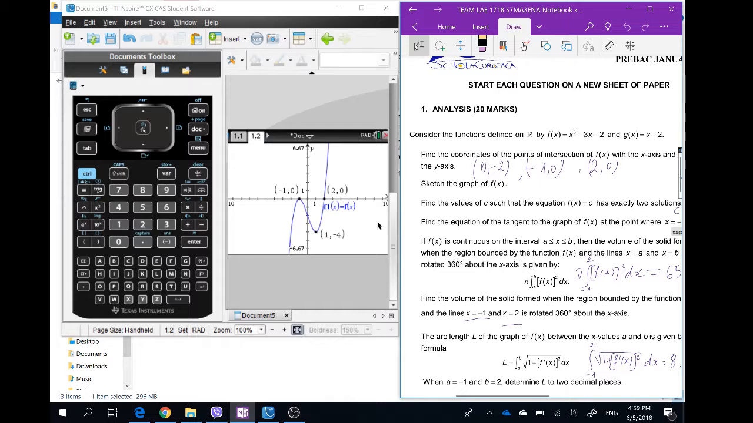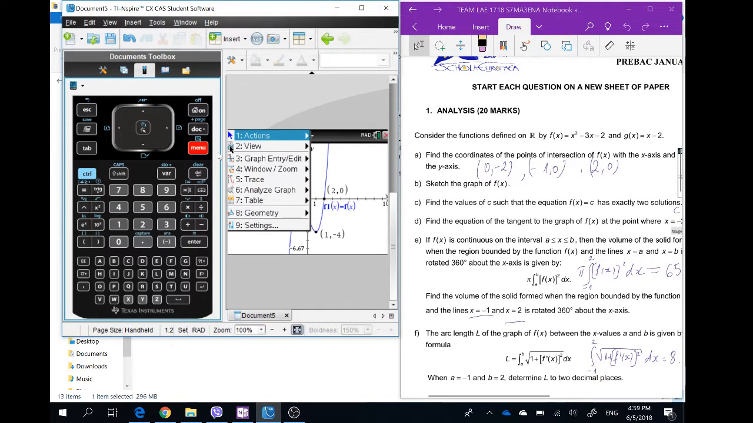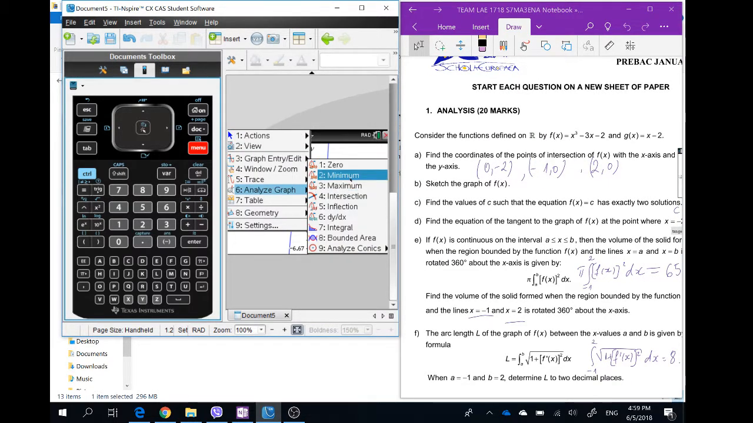Also here, when you click menu, analyze graph, you can find zeros, you know already. Minimum or maximum is this, you already know. Intersection, yes, for intersection we need two graphs.